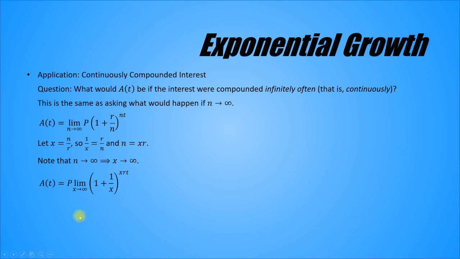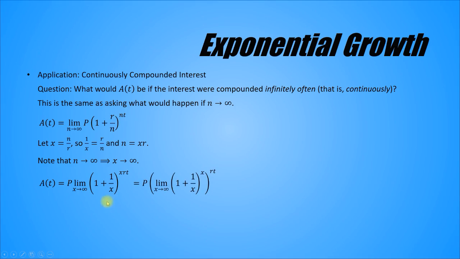So I can rewrite the limit like this. I've taken p and pulled it outside the limit because you can do that with constants. And what we have is the limit as x goes to infinity, and this r over n becomes 1 over x, and the exponent becomes xrt.